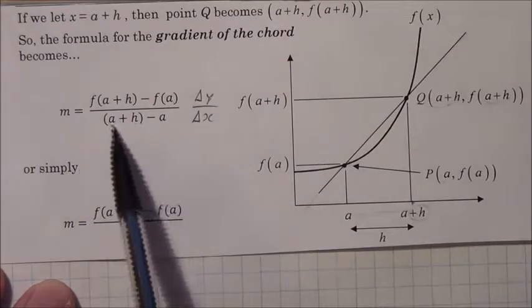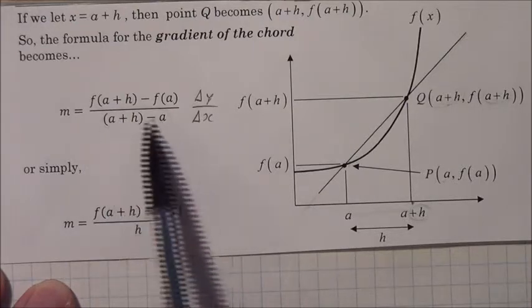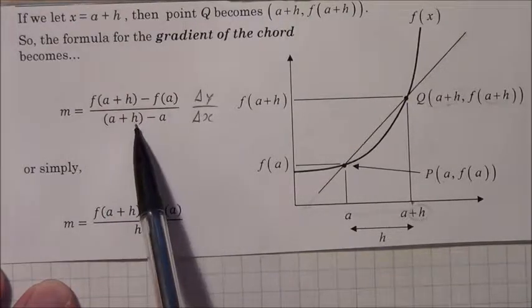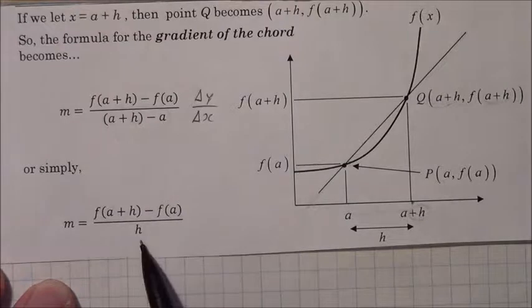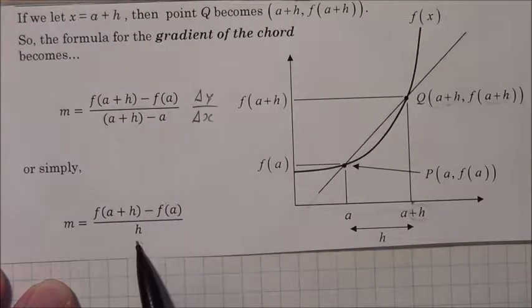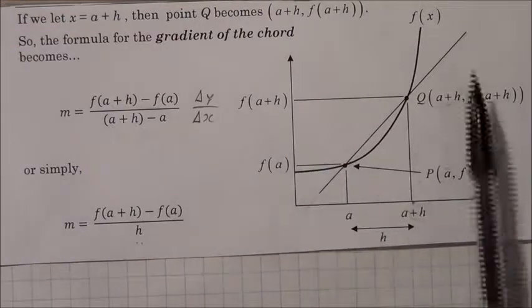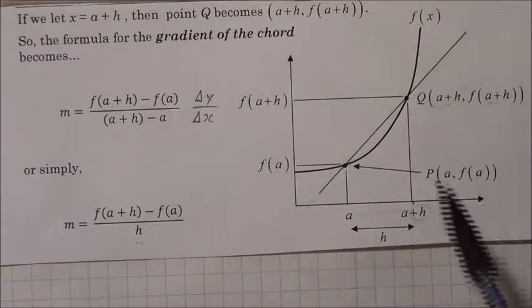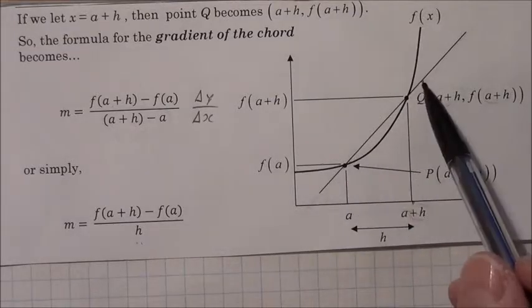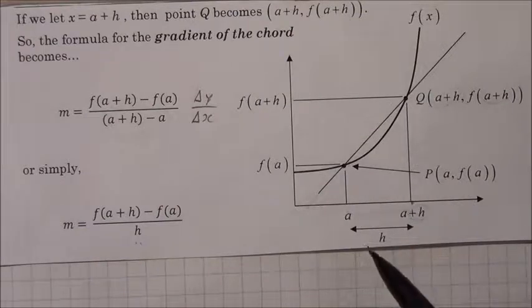And if we look at the denominator, we can see that a minus a, once we clear those brackets away, will just disappear, so we're left with just the denominator of h. So that'd be f of a plus h minus f of a, over h. And that will give us the rate of change of this function between these 2 points.